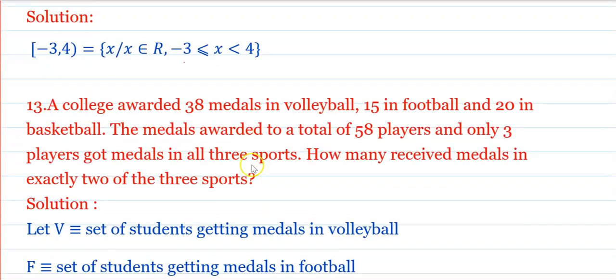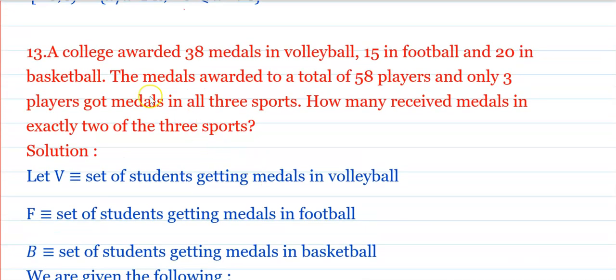Now the question number 30. A college awarded 38 medals in volleyball, 15 in football and 20 in basketball. The medals were awarded to a total of 58 players and only 3 players got medals in all 3 sports. How many received medals in exactly 2 of the 3 sports?